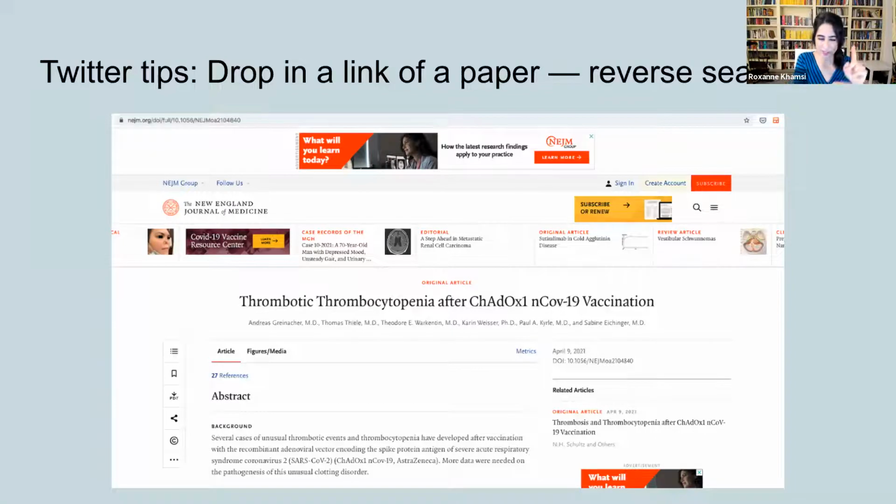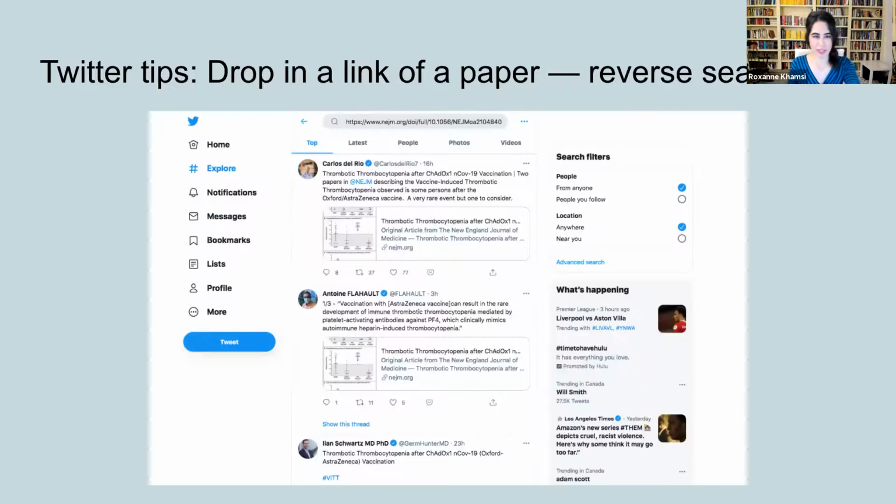I think this is the partner paper to the one that you used, Melinda. This is another New England Journal of Medicine paper that appeared in the last week on thrombotic thrombocytopenia. You take the link from that URL and drop it into Twitter and do a kind of reverse search. That's what I've done here. I've dropped in this link, and I see all these people talking about this paper.